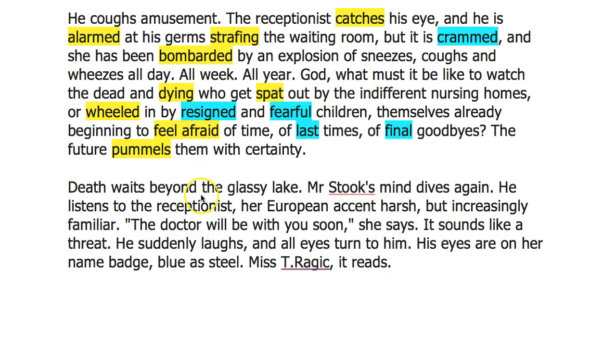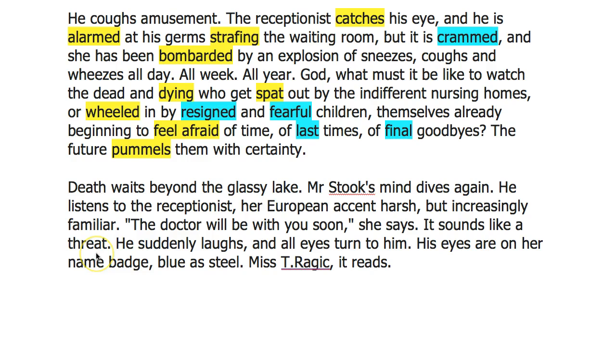So, death waits beyond the glassy lake. Hopefully you've noticed the personification. Mr. Stuck's mind dives again. He listens to the receptionist, her European accent harsh but increasingly familiar. The doctor will be with you soon, she says. It sounds like a threat.